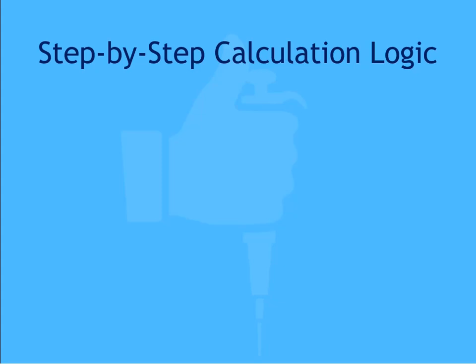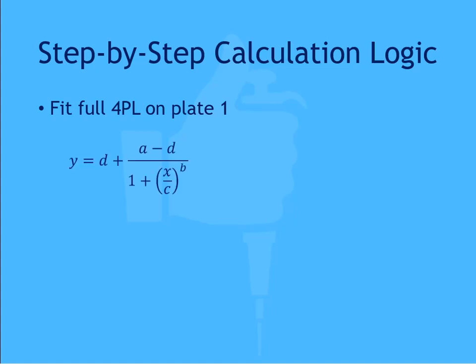The analysis workflow has several steps. First, the 4PL curve is fit using the complete standard series from the first plate. The 4PL equation is y = d + (a - d) / (1 + (x/c)^b), where x is the concentration, y is the response, a and d are the asymptotes, c is the inflection point, and b is Hill's slope.